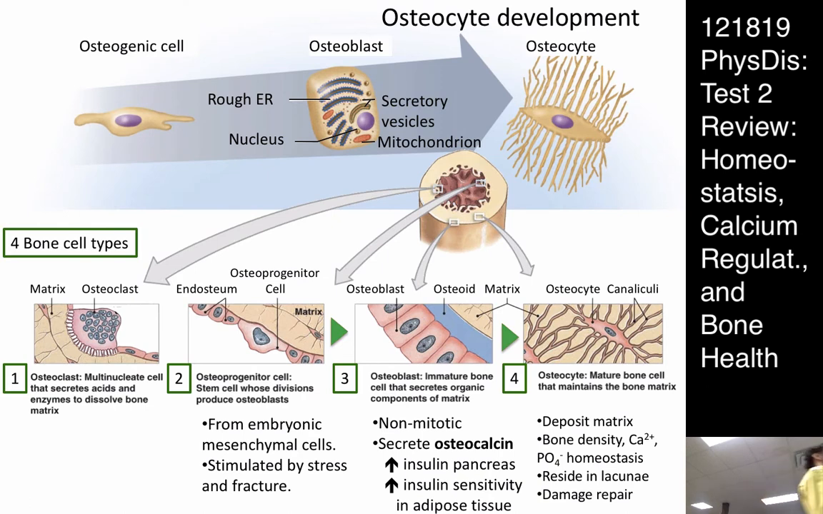But now on to Mars's question. So Mars wanted to know about bone cells, and I'm going to talk about all four of them. There are two general categories: there's osteoclasts and everything else.